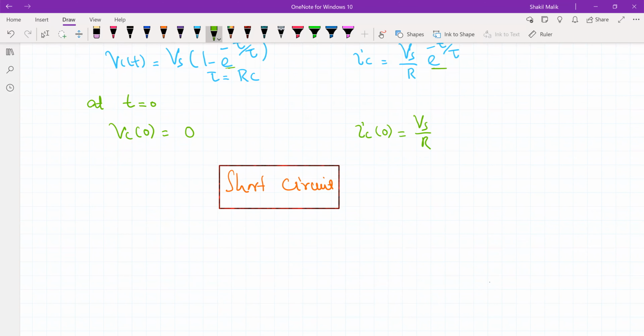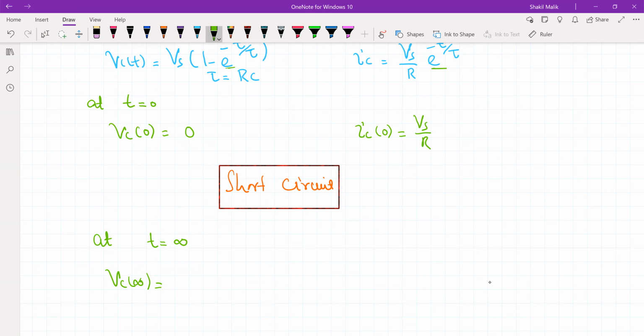Now, next, t equal to infinity means when time reaches 5 time constants, simply we can say at t equal to infinity. So when time is equal to infinity, what will happen to the voltage? Vc of infinity means the final value. Actually, we should take it equal to 5 time constants. That's what we have assumed from the previous session. It achieves the final value in 5 time constants. Right? Let us now do that.